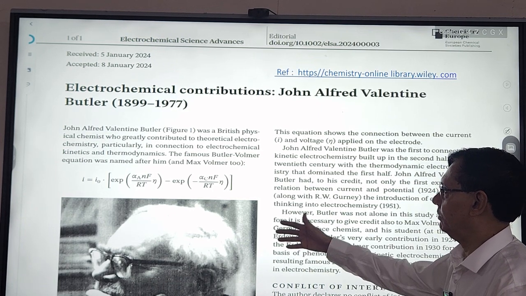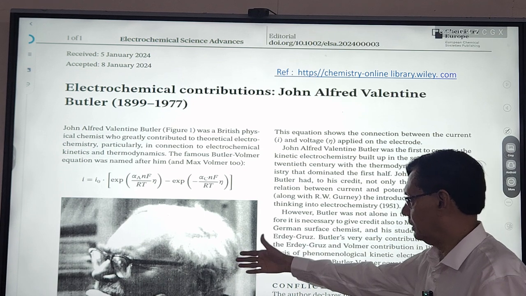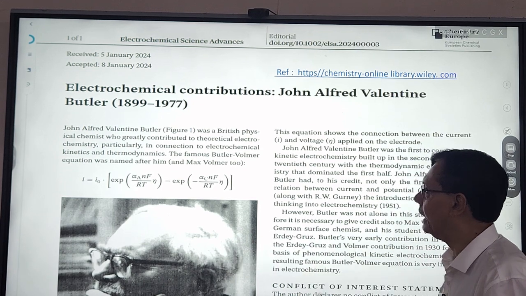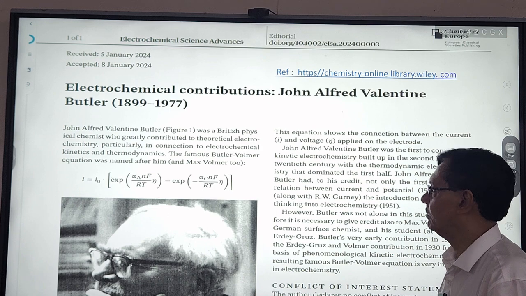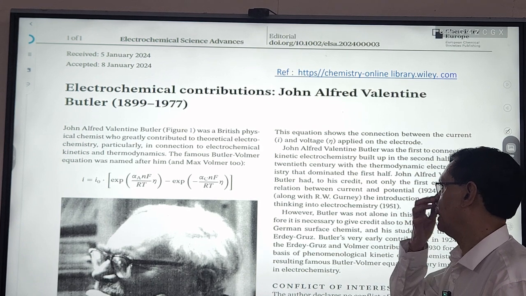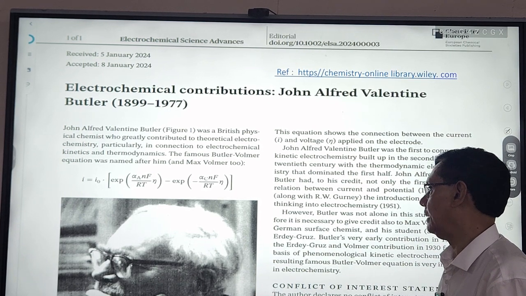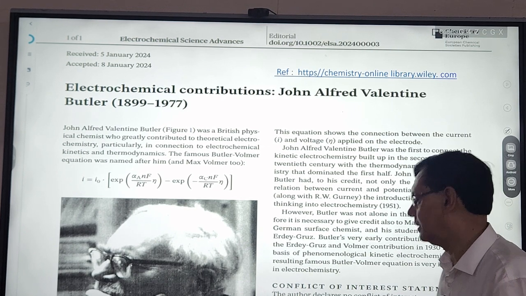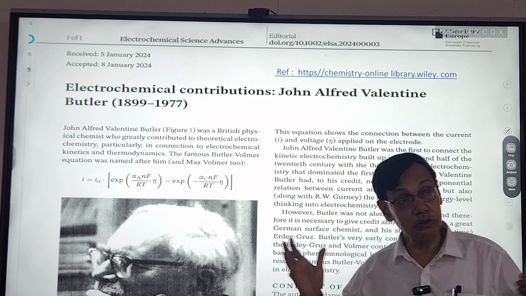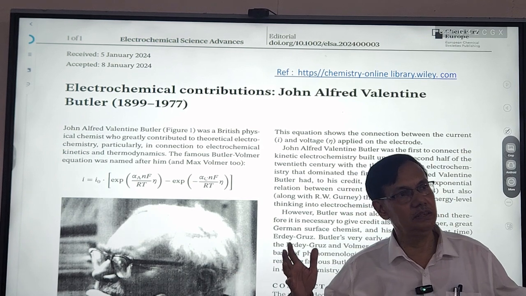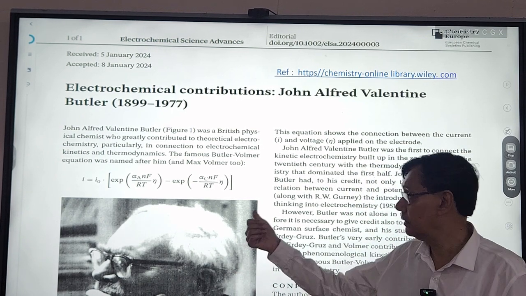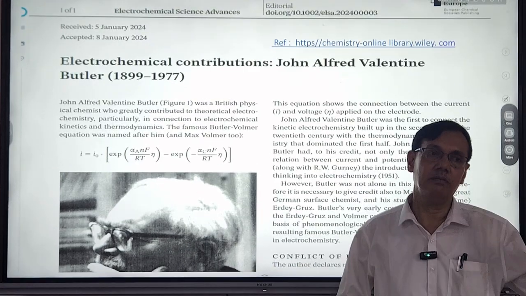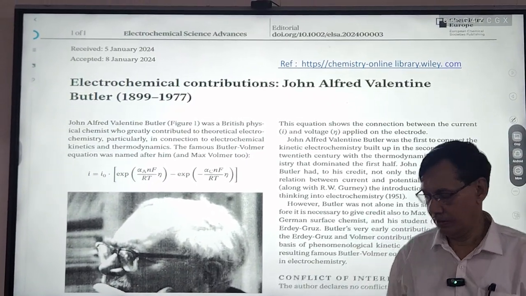And this is the photograph of the great British physicist Butler. Both scientists did the work separately, because he is a British scientist and Volmer is a German scientist.